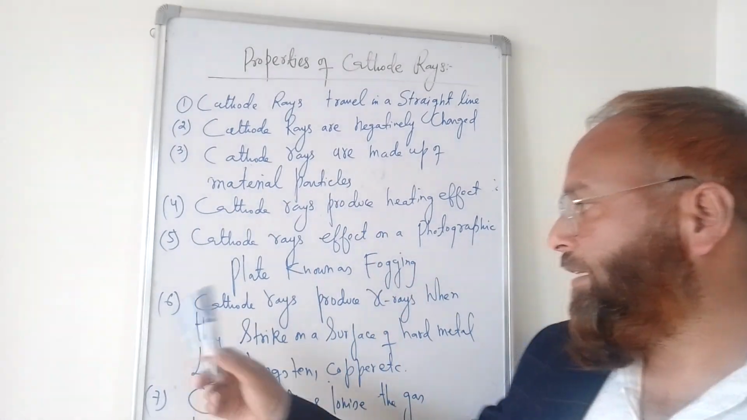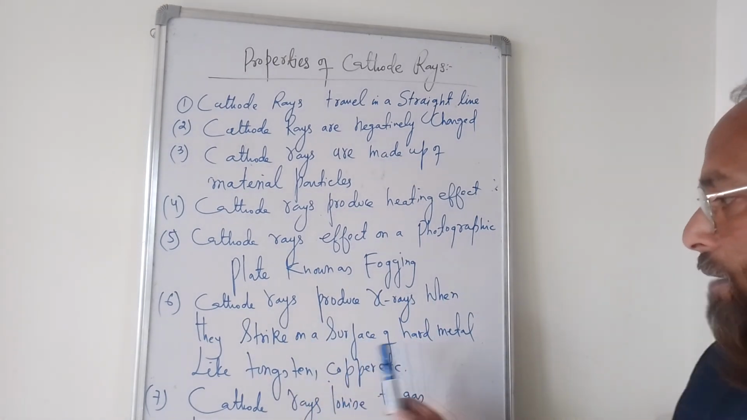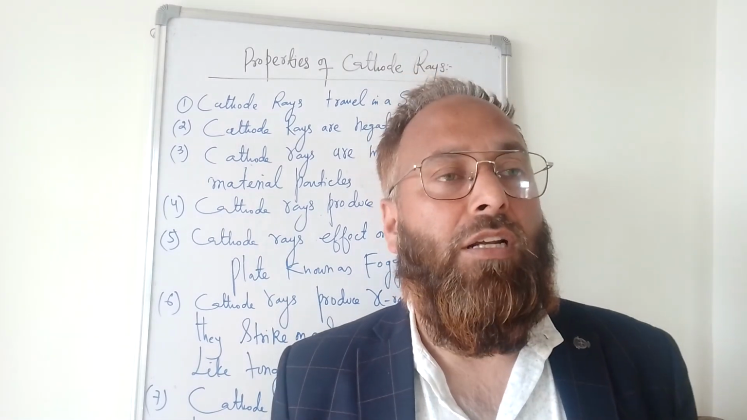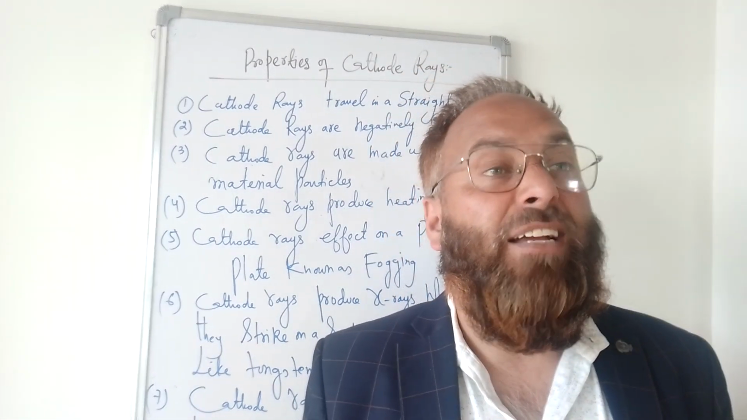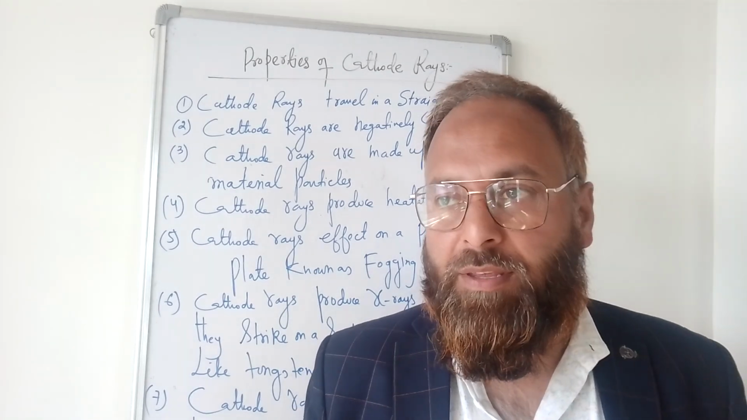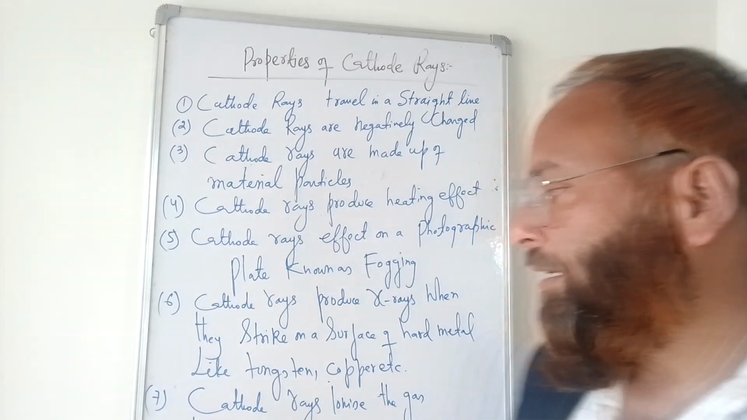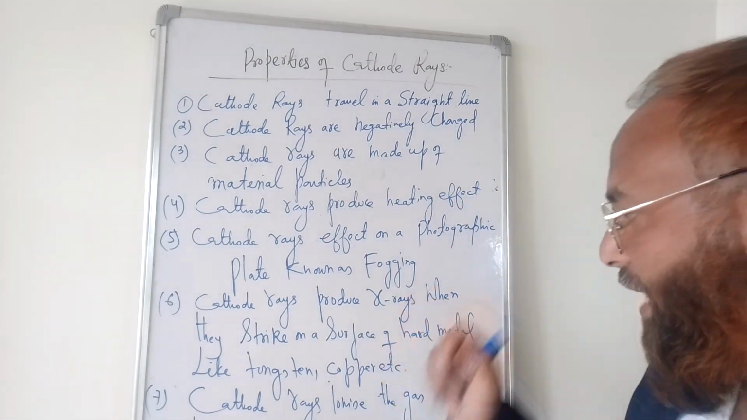Sixth, cathode rays produce X-rays when they strike the surface of a hard metal like tungsten or copper. When cathode rays strike these hard metals, another type of rays is generated. Those rays are known as X-rays.